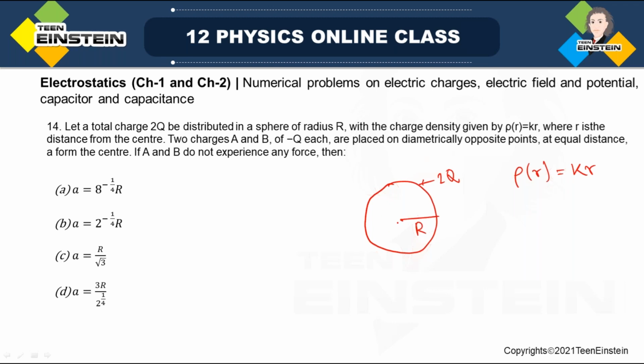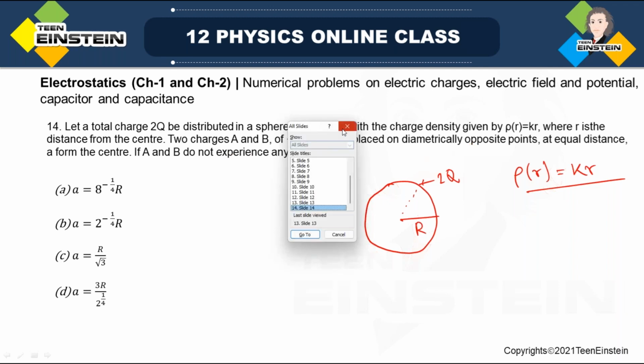This is a solid sphere, and the charge density at each point is not uniform, it is varying with distance. Okay, as you go outer and outer, you will get more and more charge, and in the interior there will be lesser and lesser charge. Anyway, 2q is distributed over this sphere, but the charge density is not uniform. That information is here.